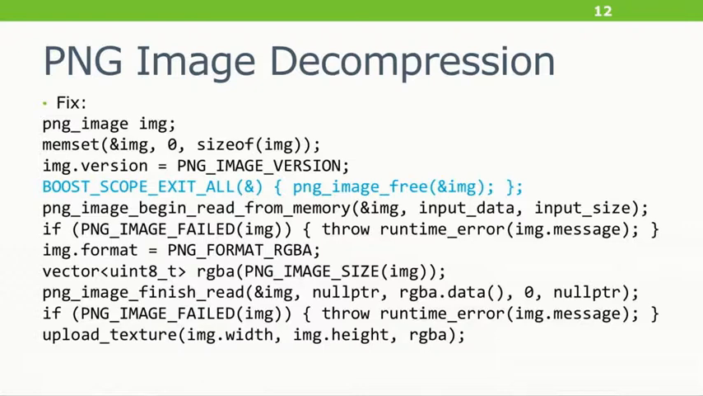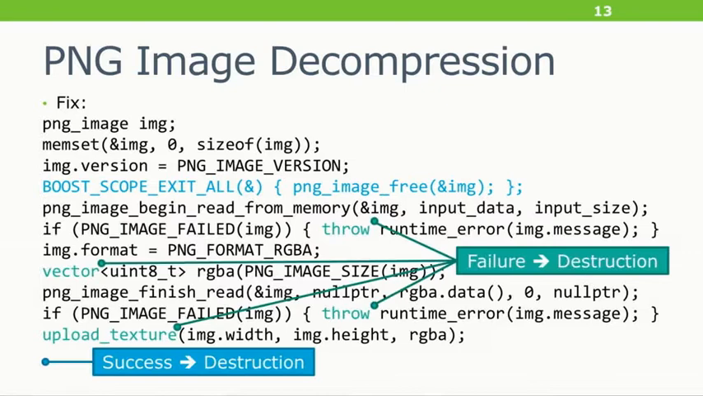We go check the API. We make sure it's safe to call as soon as we've mem set the thing and scribbled in the ping image version. Yes, it is safe. So by putting that destructor at the earliest possible point in our program, we're guaranteed that whether we succeed or fail, we'll release our resources.